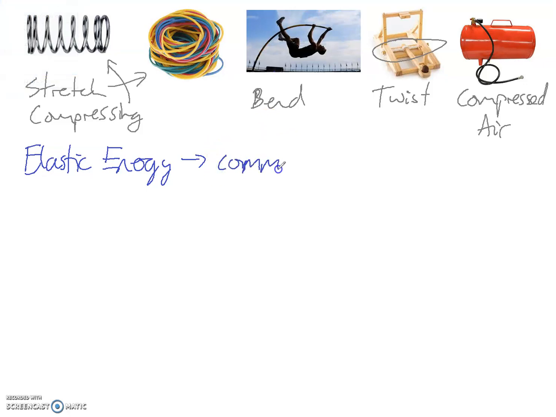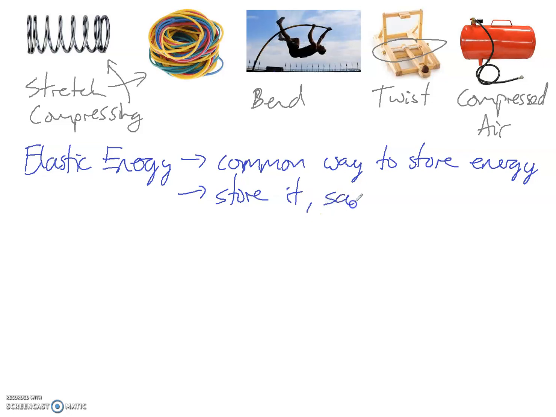So it's a really common way to actually store energy using all of those things that I've got listed up here. And there's more than this, but these are just some of the really common ones. And one of the great things about it is you can actually store it, and then you can save it for later. So you could stretch a spring or elastic or compress something, especially these two things over here, and then you can just wait for later. You don't have to use it right away. Something like this, obviously, bending the pole, obviously is using that right away.